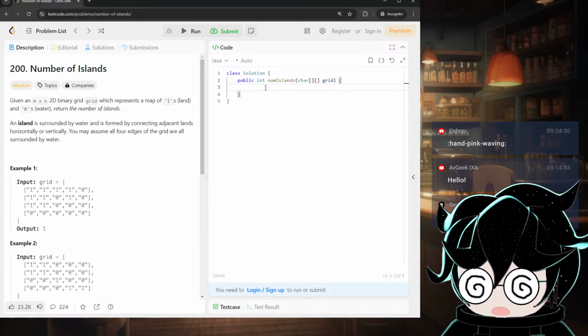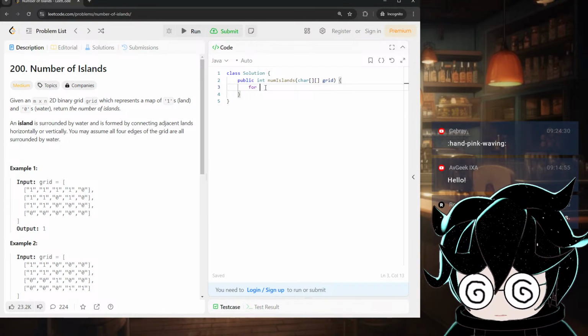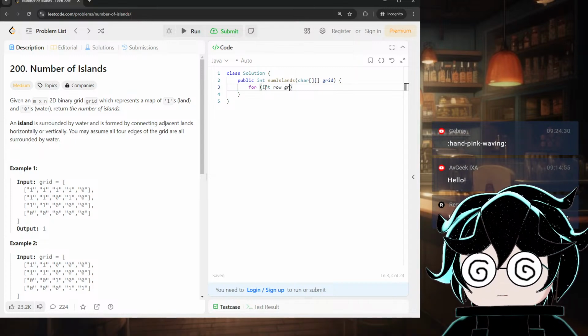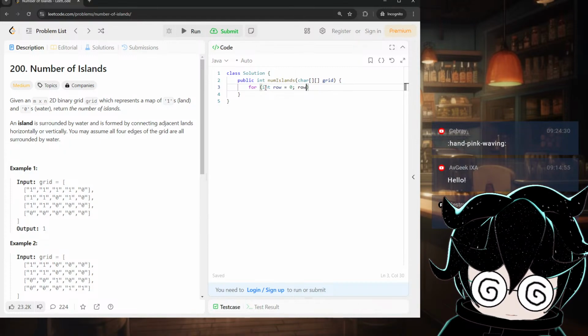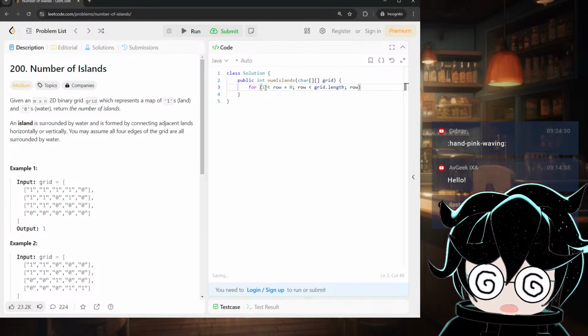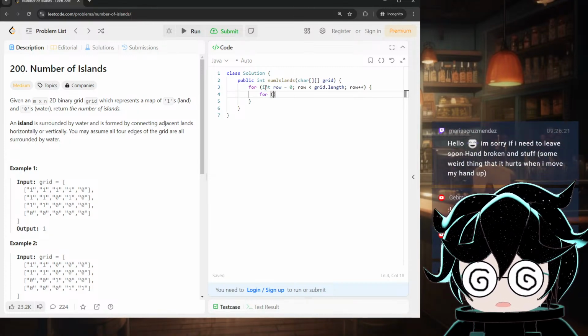Number of islands. Okay, so once again, we're going to iterate for every single row in the grid, while row is less than grid.length, row++. Again, we want to iterate through everything, so this is necessary.